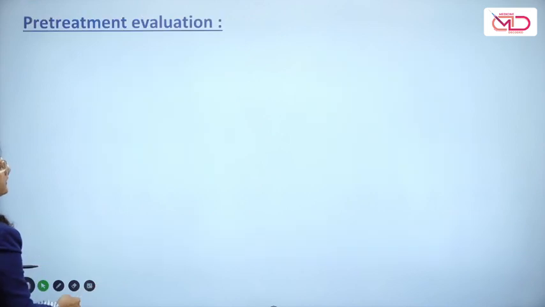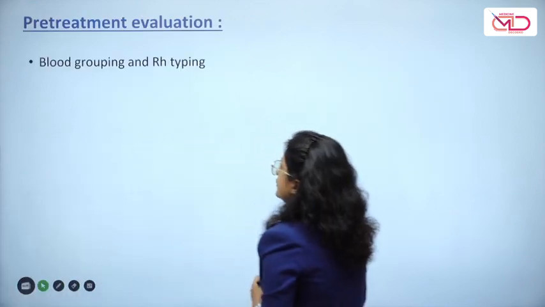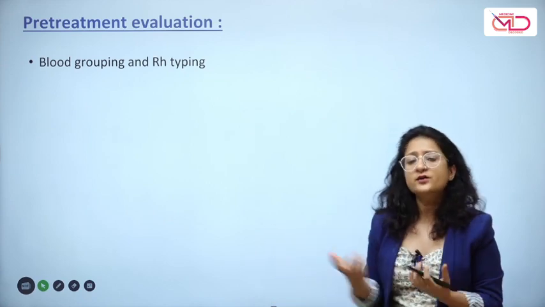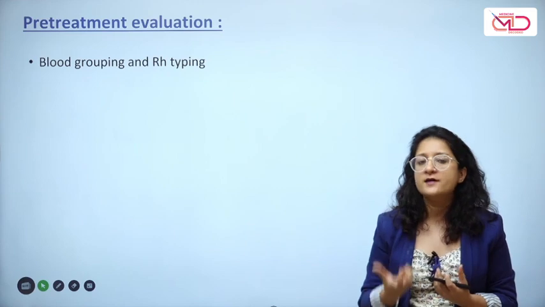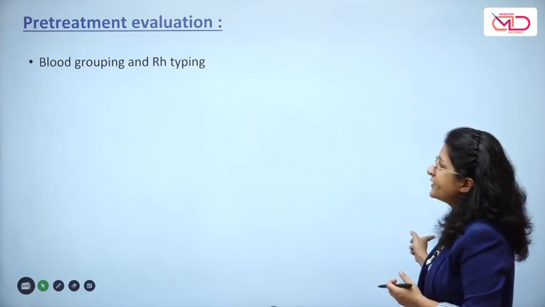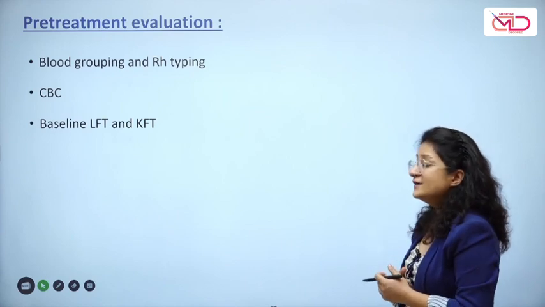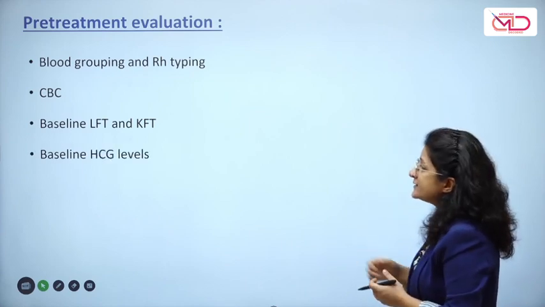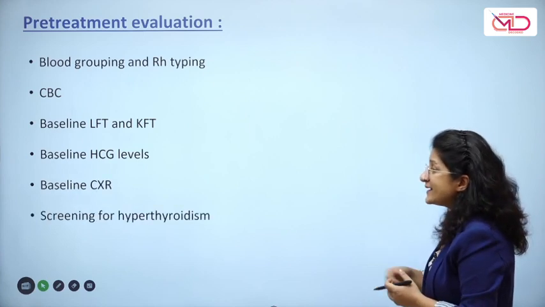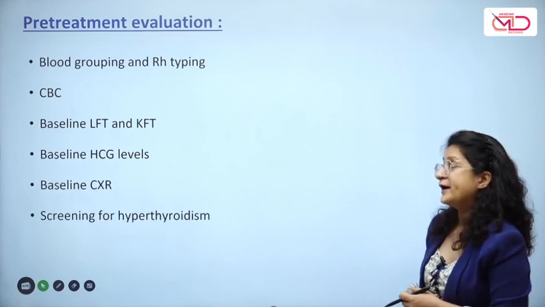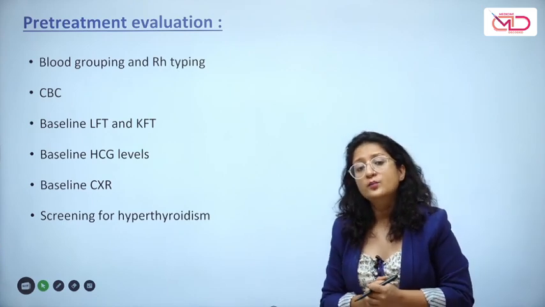let's talk about the pre-treatment evaluation. So what do we have to evaluate for? Again, whenever you have to subject a person to a surgical intervention, you need to have blood group and RH typing report with you, a complete blood count, a baseline liver function test and a kidney function test, a baseline HCG level, baseline chest x-ray, and screening for hyperthyroidism. This is the pre-treatment evaluation in the case of a molar pregnancy.